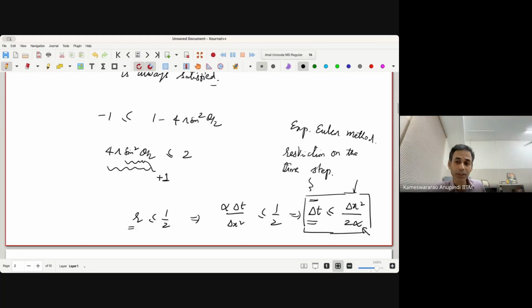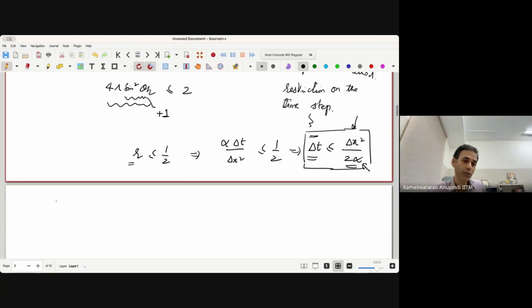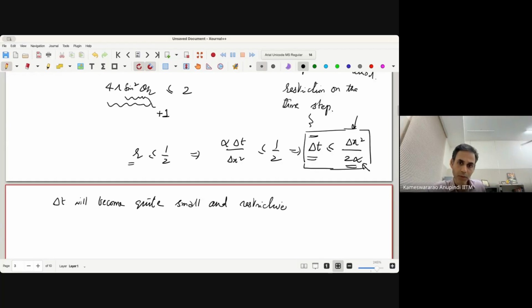Many times this can come out to be very small, because delta x is already small, and the square of that is even smaller, and then alpha and 2 will further divide that, and as a result delta t will come out to be quite small and restrictive in some cases. So we need to respect that and only then take that delta t. If we take any delta t greater than this, what will happen? Essentially, your round off errors will grow, and your solution will eventually become not a number. It will become very large, and we're not able to get an answer.